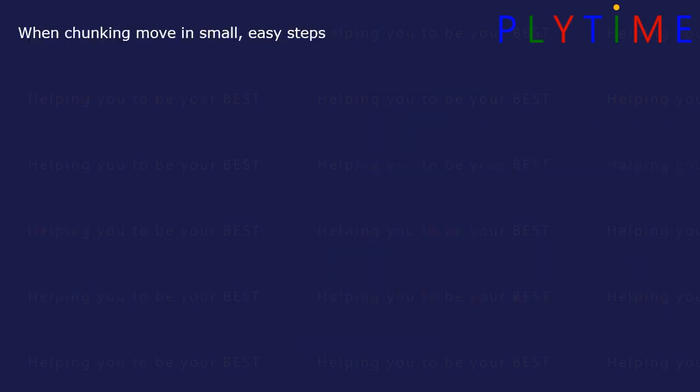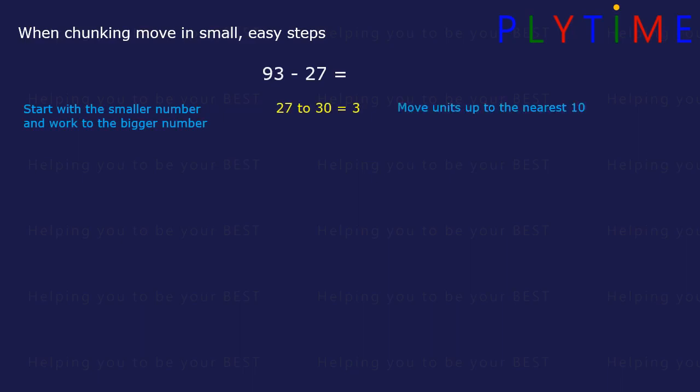When chunking, we move in small, easy steps. 93 minus 27. We start with the smallest number and work our way to the bigger number. From 27 to the next 10 is 30, that's our number bonds. We move to the nearest 10.